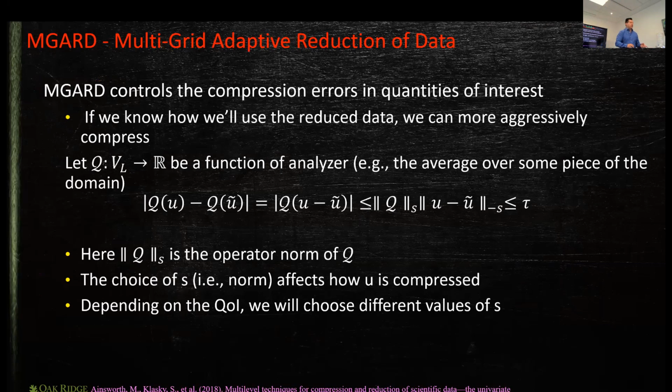Now, when you get to this, one of the things that you can find out is that what we have to care about is not the errors in the raw data, but really we want to worry about the errors in the quantities of interest. So in the notation here, again, this script Q is the quantity of interest, U is your raw data, and U tilde is your compressed or reduced data. So what we want to do is put a norm and bound the norm. And what you find out is that you can bound the norm. It's not an L1 or L2.